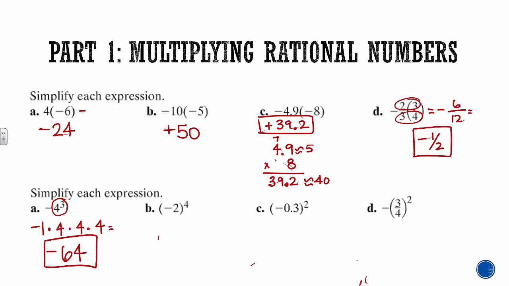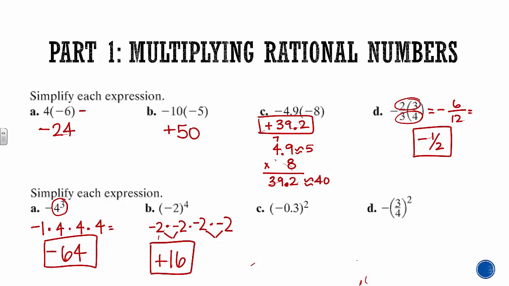Where b is a little different, because the negative is inside of the parentheses, this means that I'm doing negative 2 times negative 2 times negative 2 times negative 2. So there's an even number of negatives here. Like these two negatives would cross off and make a positive. Those two would cross off and make a positive. And then we know two positives make a positive. So our answer here has to be positive. 2 times 2 gives me 4, times 2 is 8, times 2 is 16.